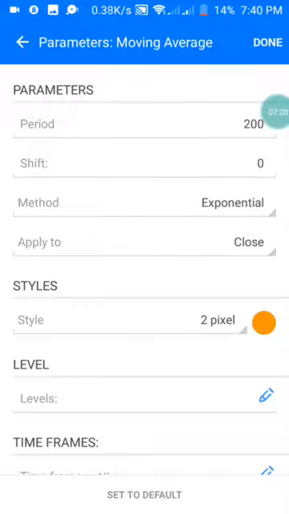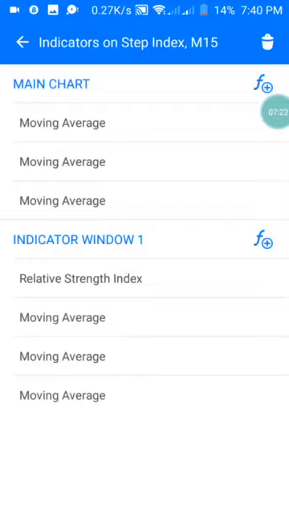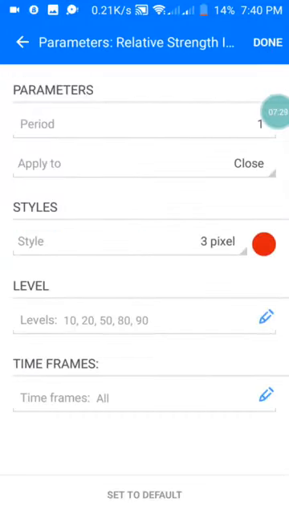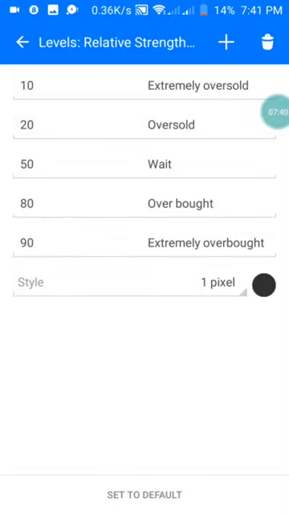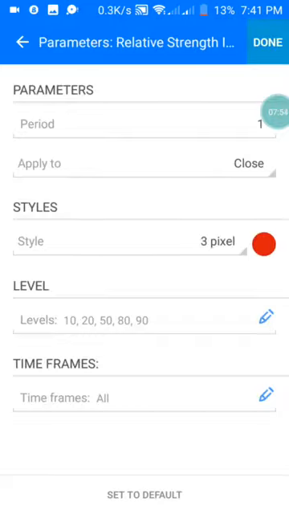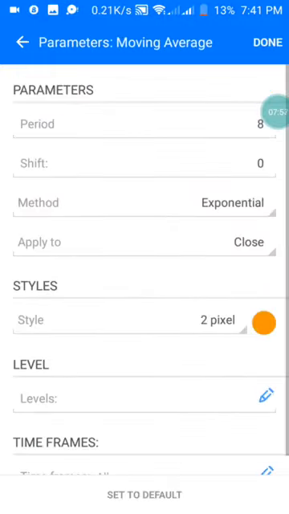You just screenshot these particular settings and do it on your phone, and move to your indicator window 1. We have our relative strength index. Our relative strength index has the period of 1, applied to close, and the style in red color, and our levels to be 10, 20, 50, 80, and 90, which are my oversold, weight, overbought, and my entry. So you can screenshot this place also and set it up on your phone, and also press on done.